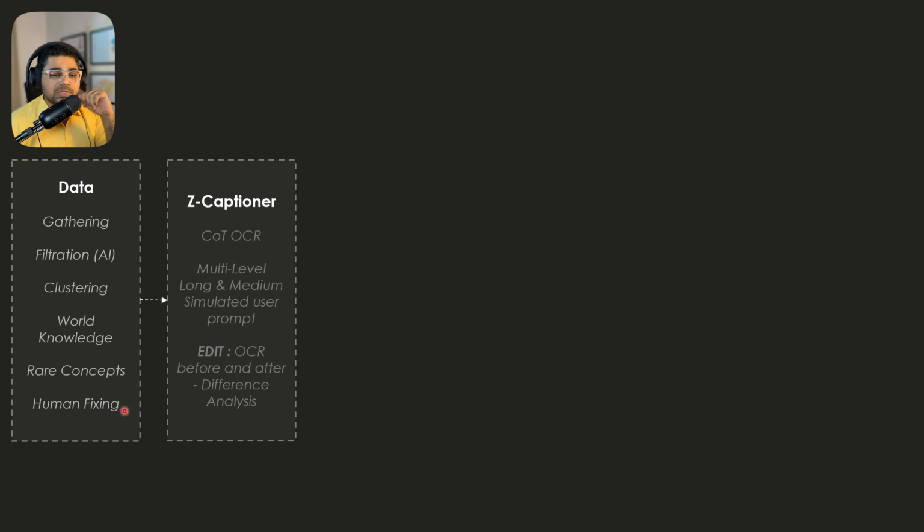Then they added captions to all of these images using Z Captioner. The first step was using optical character recognition, which understands all of the characters in that particular image. Then they had multiple levels of captioning. The interesting one was this simulated user prompt, because according to them, we prompt not so sensibly. Then for image editing, they again used OCR for before and after images and understand the difference.